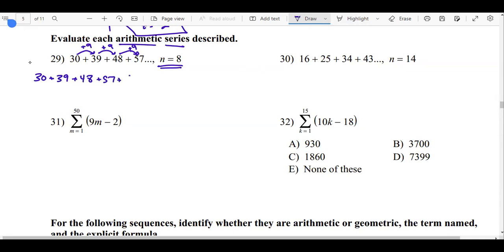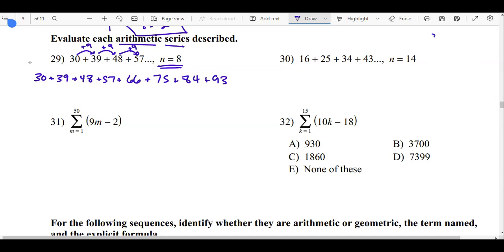plus 9 would be 66, 75, 84. We want to add up all 14 of those numbers. Now you can break out the calculator and you can do that, but there's a formula for it. And in number 30, there's 14 numbers, so it's just a really big pain to add up a large number of numbers in a series. And it's a lot easier if you know the formula.